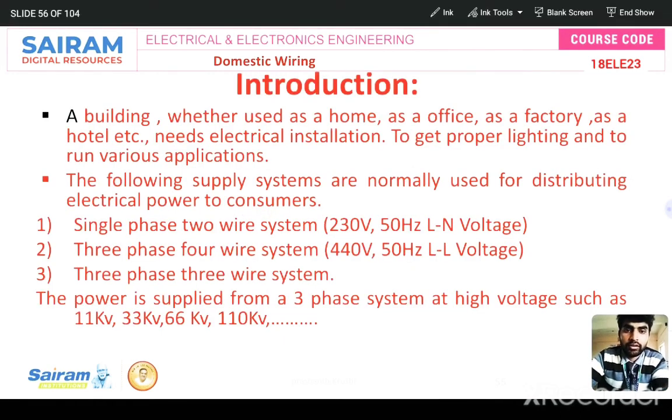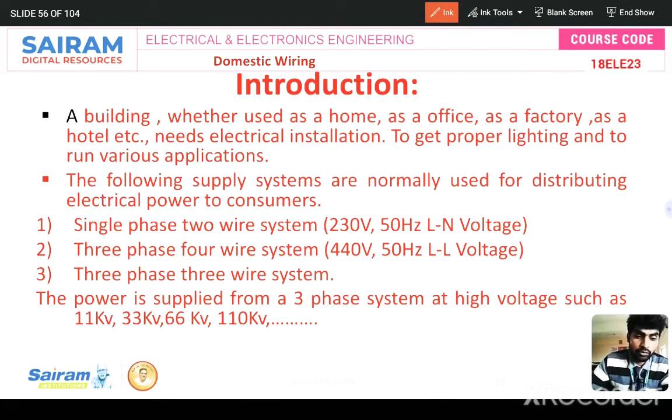Next, once again we'll do the introduction part. Buildings, whether a home, office, factory or hotel, need electrical power supply. Everywhere electrical power supply is needed, and electrical installation is needed to get proper lighting and to run various applications. See, a refrigerator and a washing machine are present in our home, so we need a circuit, right? We need a power supply for running that equipment.